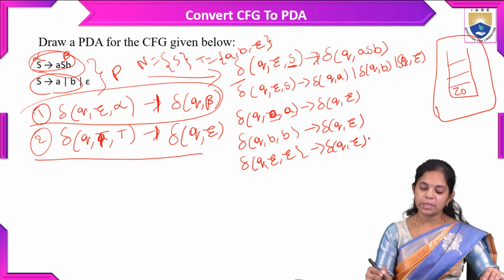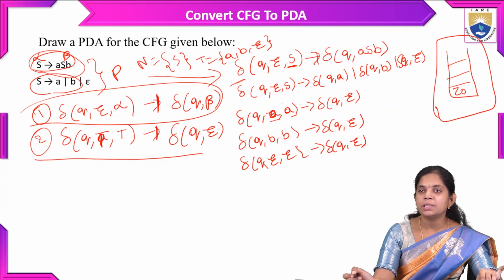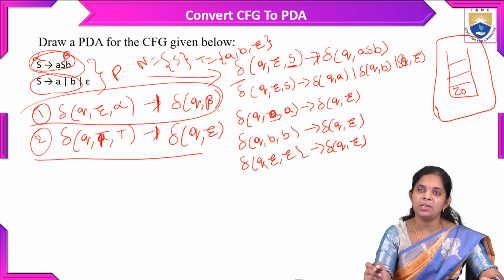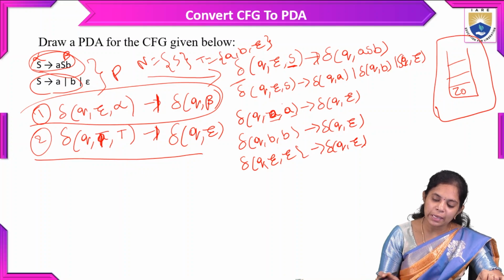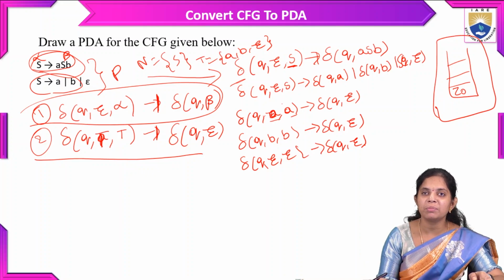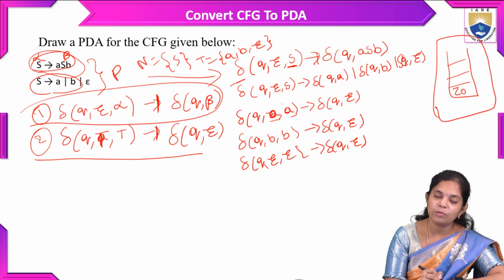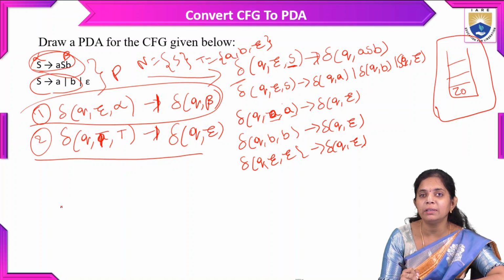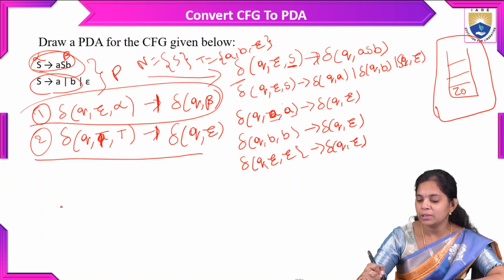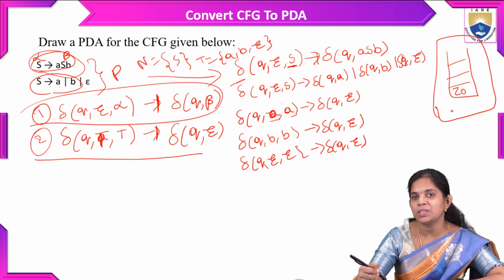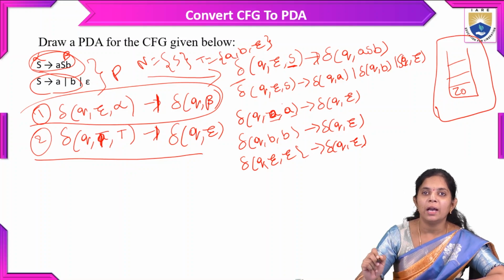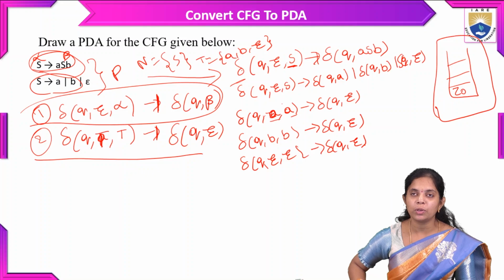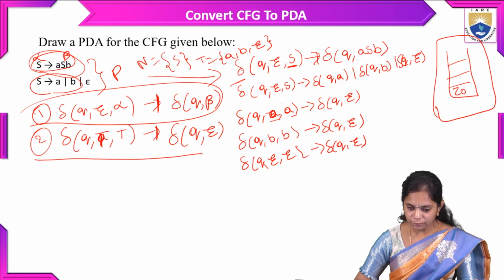So these are all the transition functions, and these transition functions will help in the derivation, simulating the string. If you take one string from this grammar and simulate it, and finally end with an empty stack, we can say that the string is accepted. And this is about the conversion of context free grammar to a pushdown automata.